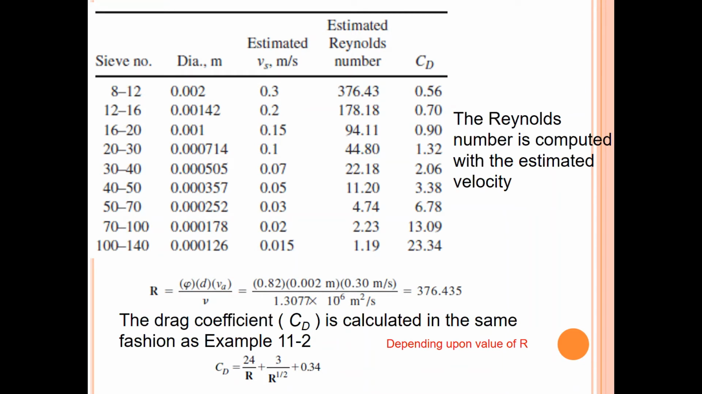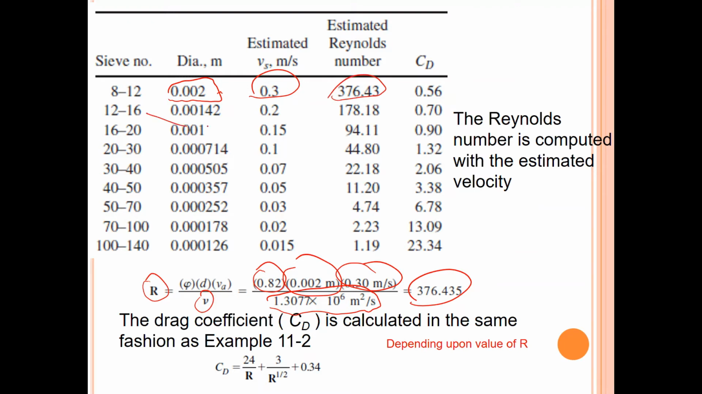If we know this settling velocity, we can calculate the Reynolds number. For this particle, we know the shape factor is 0.82, the particle diameter is 0.002 meter, the estimated settling velocity V is 0.3 meter per second, and the viscosity we get from the appendix. You get the Reynolds number given here, and you can do the same for the other particles and find the new Reynolds numbers.